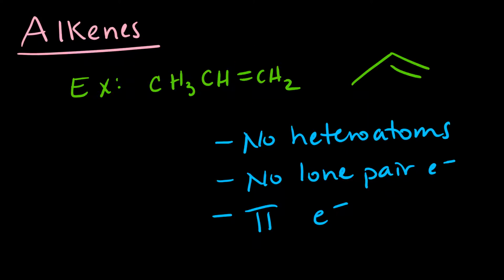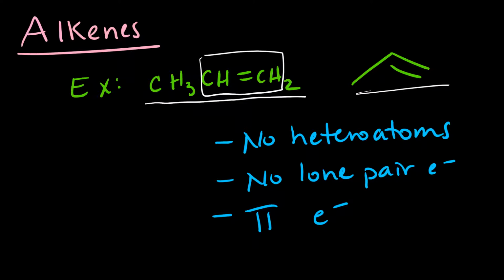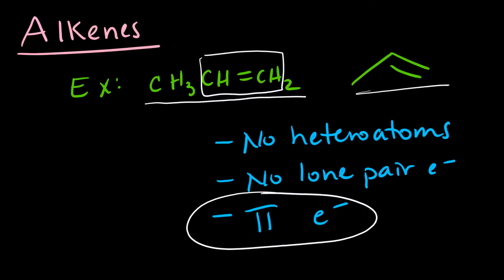The next group of hydrocarbons are the alkenes, and these are molecules that contain a double bond. So for example, I have propene here, so notice the difference this time. It's still 3 carbons long, but there's a double bond inserted in the middle here. Here's the skeletal structure. These have no heteroatoms, no lone pair electrons, but they do have pi electrons. So alkenes can be nucleophilic, as they have these reactive pi electrons.